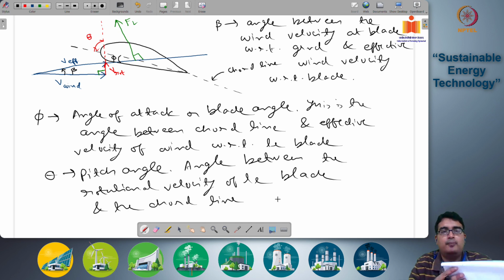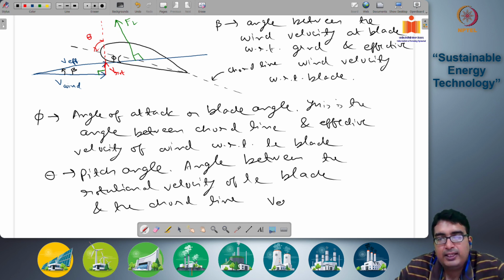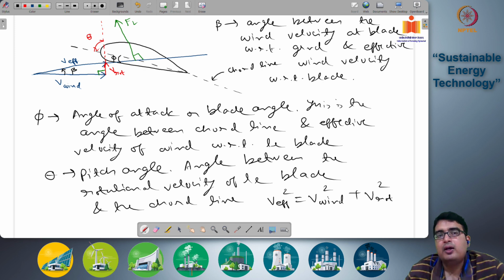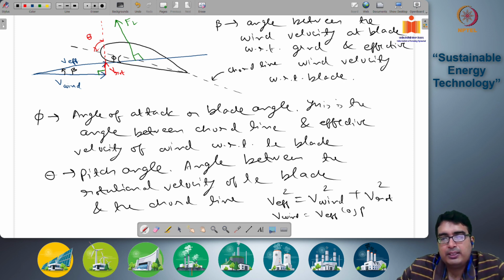so because it's a right triangle, V_effective squared is V_wind squared plus V_rotation squared. Or you can also write that V_effective cos beta is V_wind and V_effective sin beta is V_rotation. So V_wind is V_effective cos beta and V_rotation is V_effective sin beta. Okay, this is a right triangle.